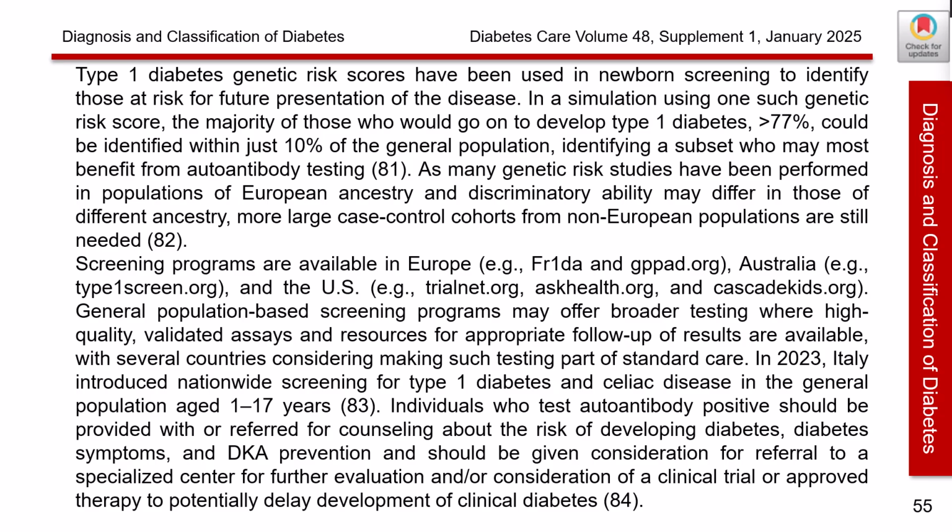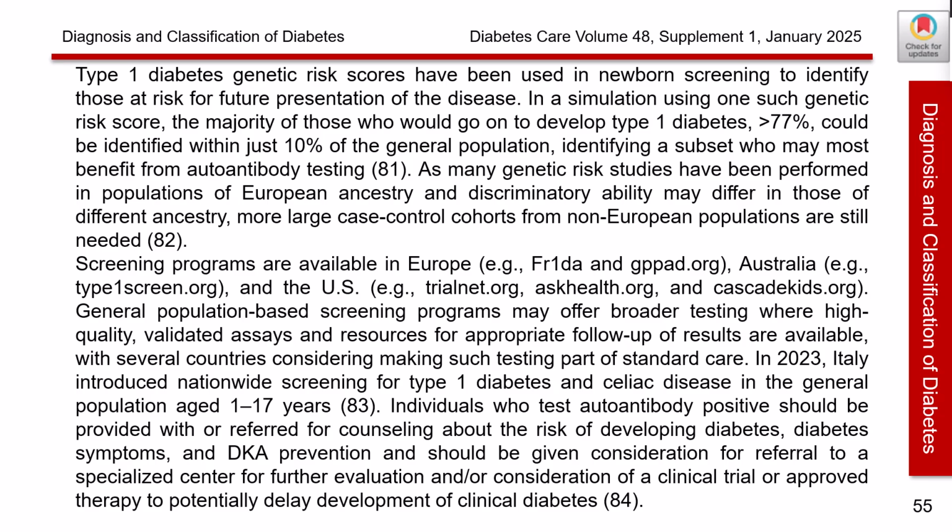As many genetic risk studies have been performed in populations of European ancestry and discriminatory ability may differ in those of different ancestry, more large case-control cohorts from non-European populations are still needed. Screening programs are available in Europe, such as Fr1da and GPPAD.org, Australia, for example, Type1Screen.org, and the United States, for example, TrialNet.org, AskHealth.org, and CascadeKids.org.